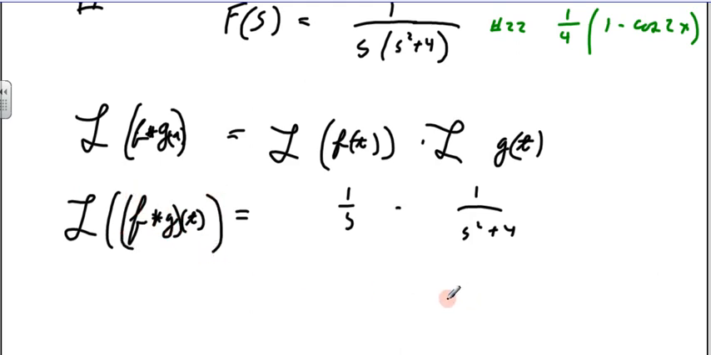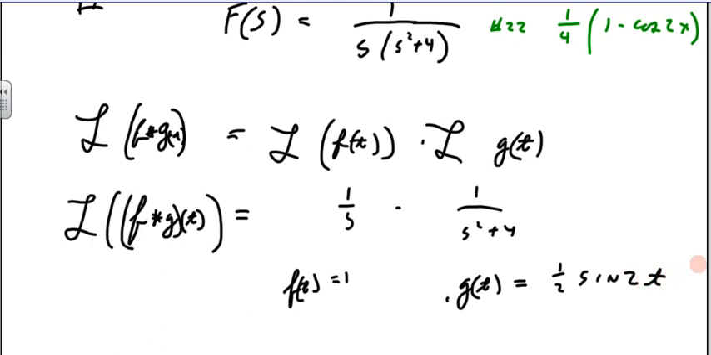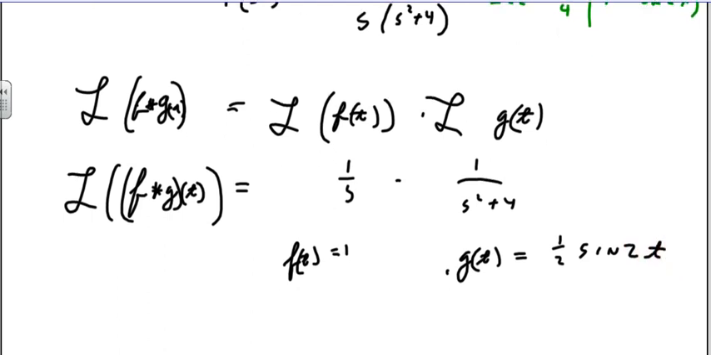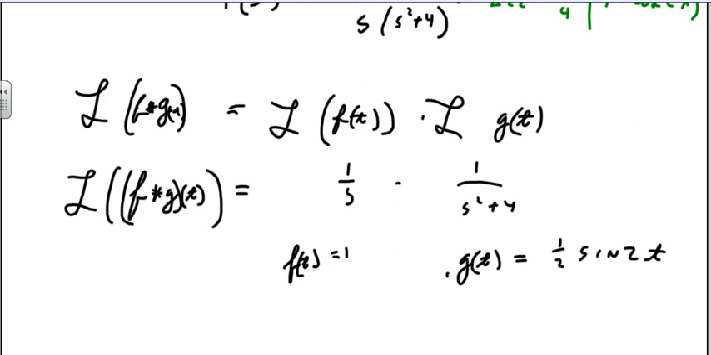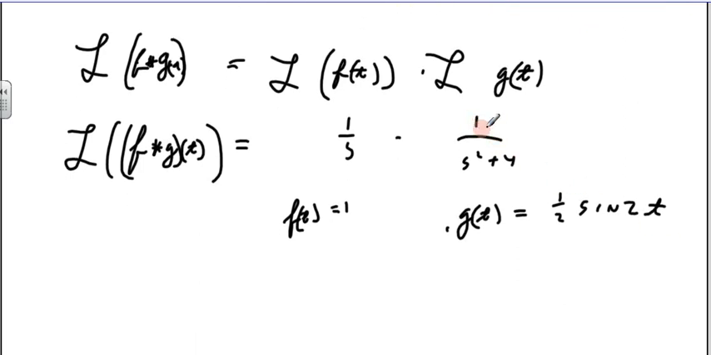Okay, and we look at that and we say, well, if I take the inverse Laplace transform, I'm going to get a 1. I'm going to say my f of t is a 1, and my g of t is 1/2 sine 2t. Where'd the 1/2 come from? Oh, I know where the 1/2 came from because there's no 2 up here. I needed 2 up there, so I have to put 1/2 there. Okay.